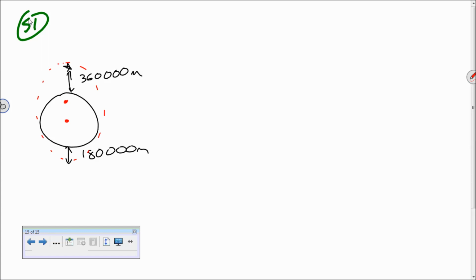Can you just describe to me what we're trying to find there, Ethan? Yeah, exactly. It's half of the largest one. So I need to find that distance and then chop it in half. So it's basically 360,000 meters plus 180,000 meters plus the diameter of the Earth, and then chop it in half. Yeah, I did that and I kept getting 657.